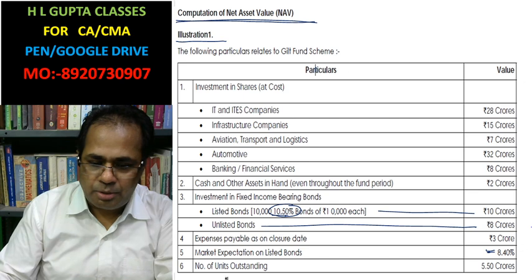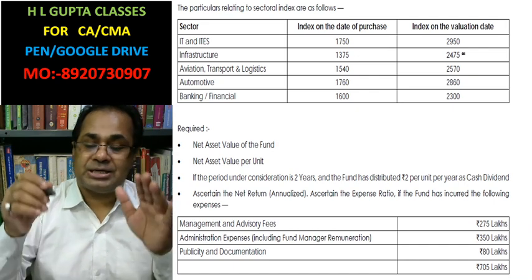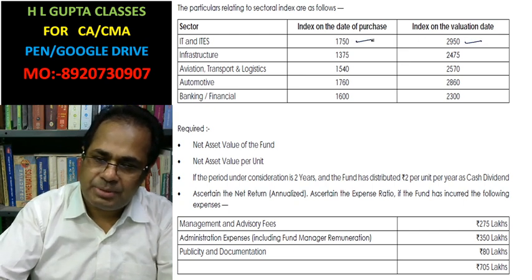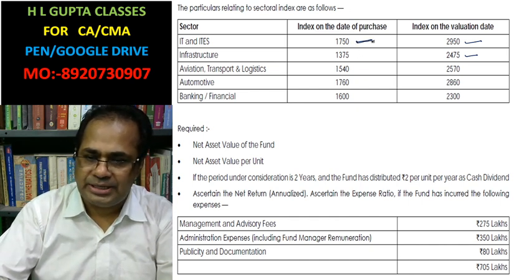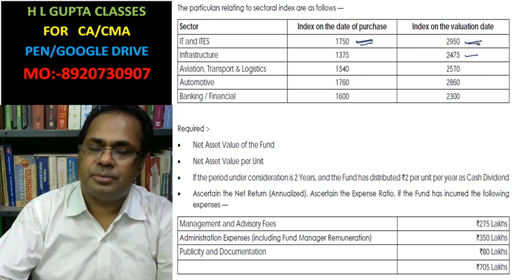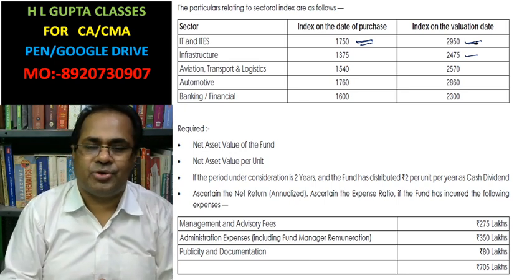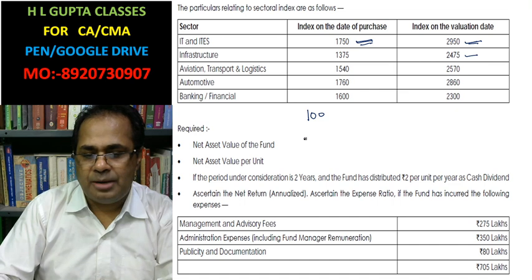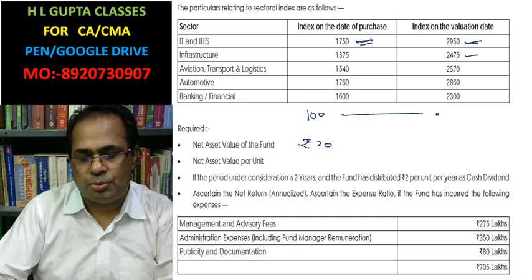Okay, now the number of units is 5.5 crore. The shares, at the time of investment, the index was 2950. Now the index point is 2475. This is the index point at the date of purchase, and this is the current index point. According to this, the value of a stock will increase or decrease. Suppose when the index point was 100, I purchased a share of rupees 20. Now the index point is, suppose, 125.